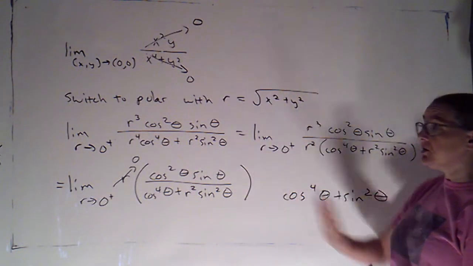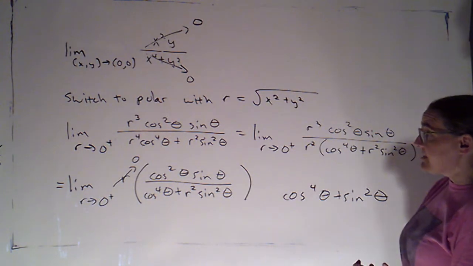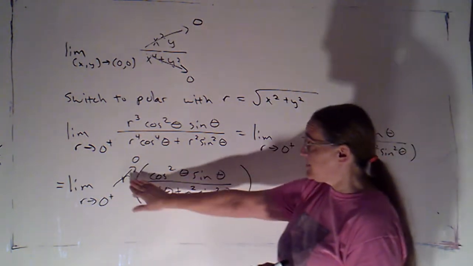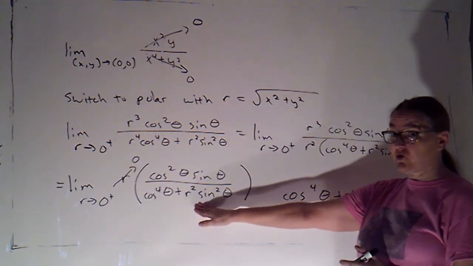Now, I can't conclude here that the limit doesn't exist, because essentially what I have is one factor going to 0 and one factor where I'm not sure what happens.